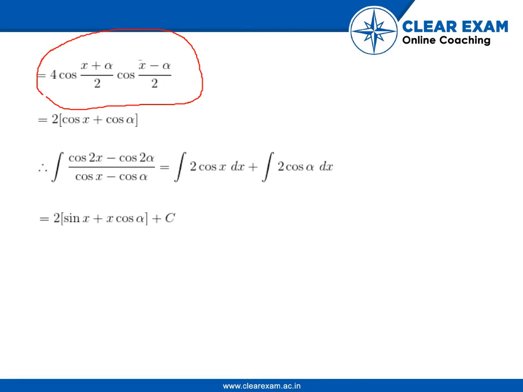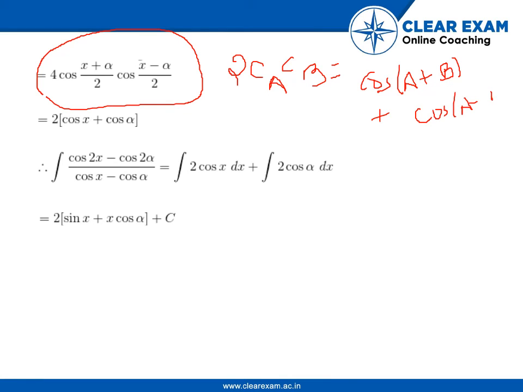Now we again take the help of an identity, that is 2 cos A cos B can be written as cos (A plus B) plus cos (A minus B). Just check the plus or minus sign, I just forgot. So we can take the help of this identity and we can write the above expression as 2 times (cos x plus cos alpha). And now this integration is pretty easy.